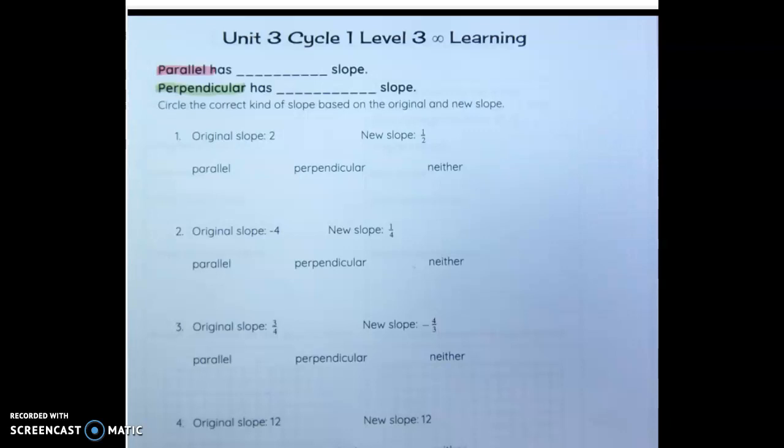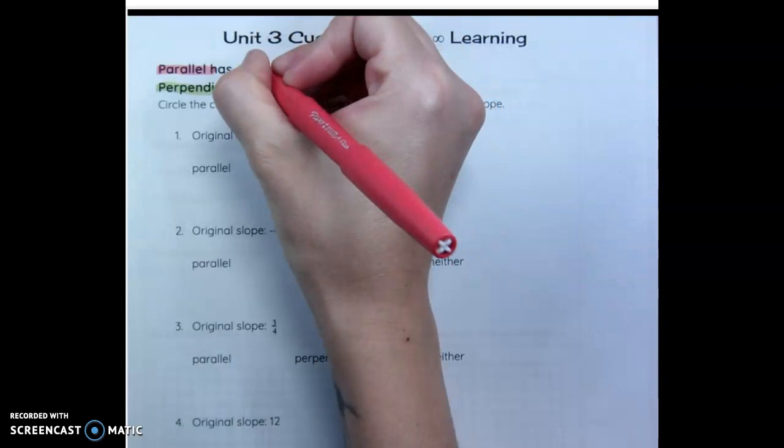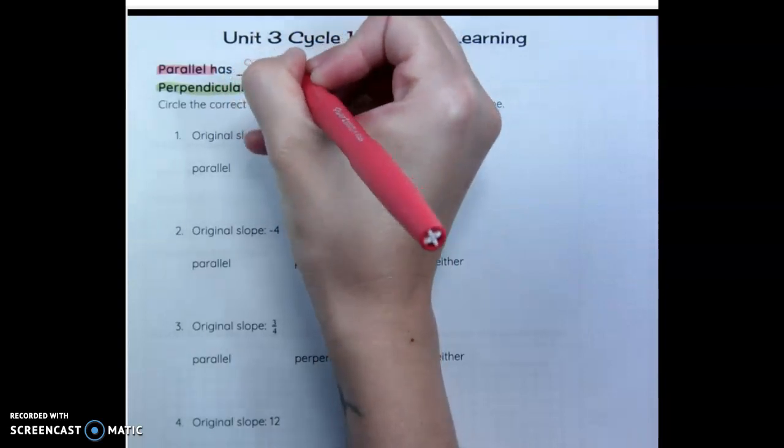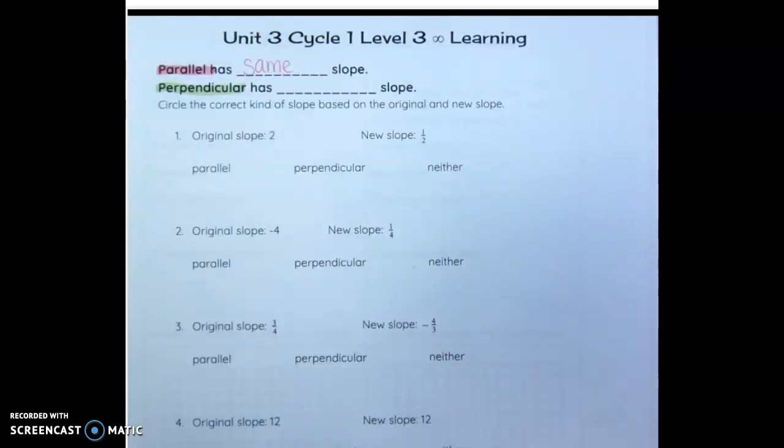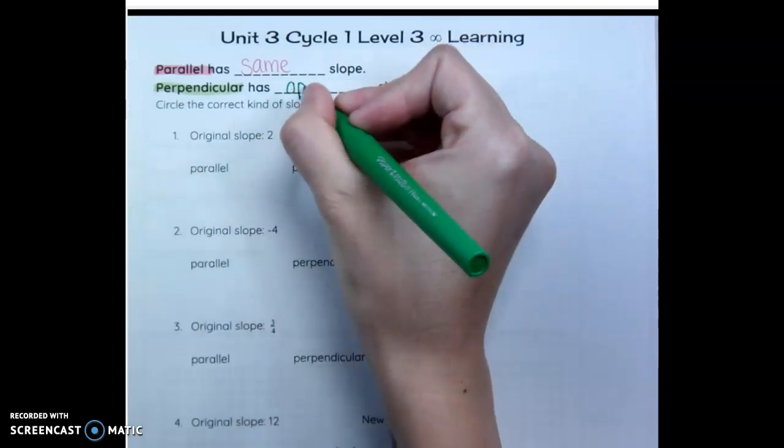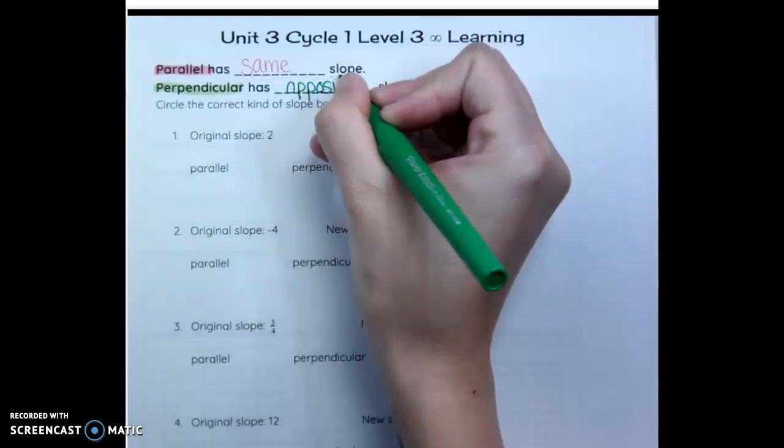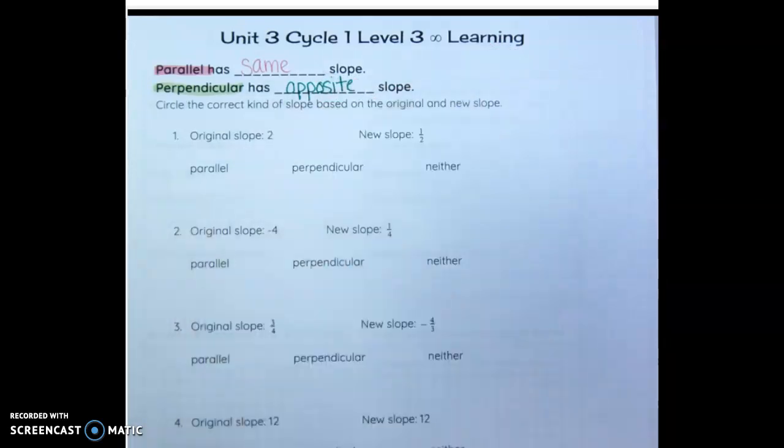Alright, parallel lines have what we call the same slope. Okay? So, we'll go practice that in a second. Perpendicular lines have opposite slope. Miss Smith, what do you mean opposite slope? Well, students, I will tell you in just a minute.